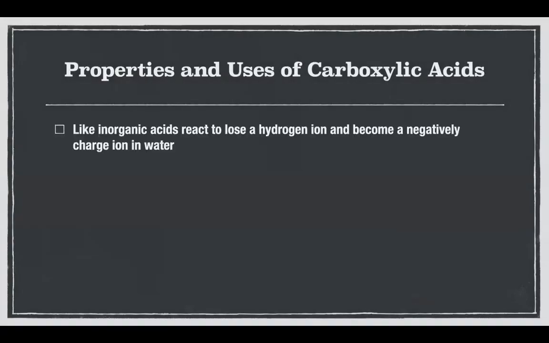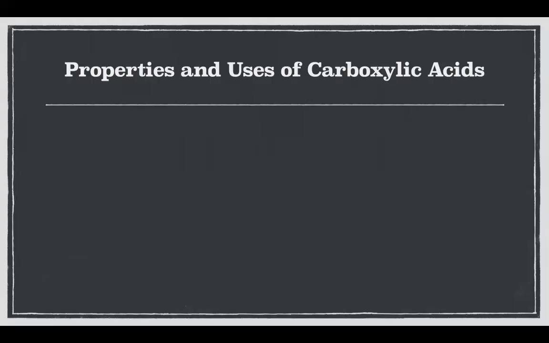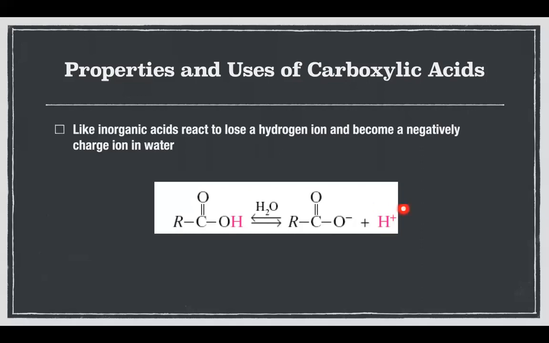So what are the properties and uses of carboxylic acids? They react to lose a hydrogen ion and they become negatively charged in water. So this hydrogen is easily lost because of the OH polarity. And so then you become a negative ion here and you release a hydrogen ion. This, by the way, is why it's an acid, if you remember back to last year when we talked about acids. So this hydrogen is extremely unstable and it's going to then react with water.